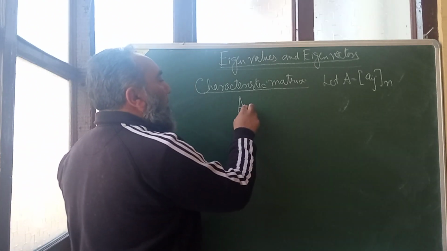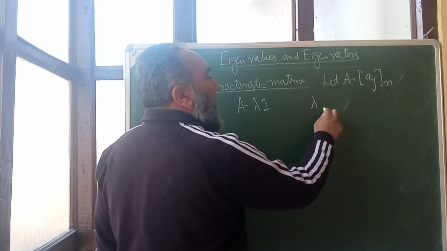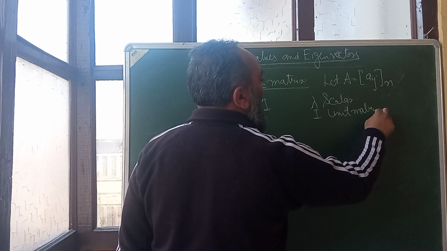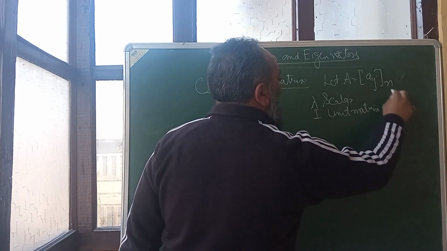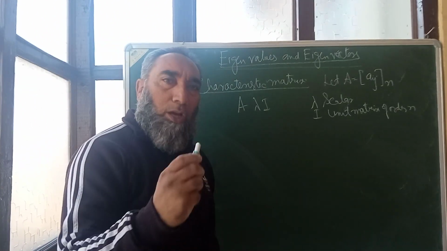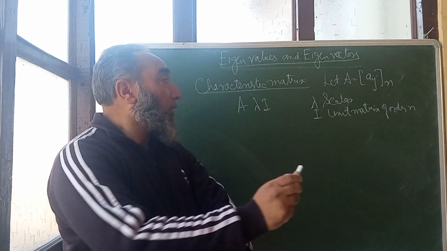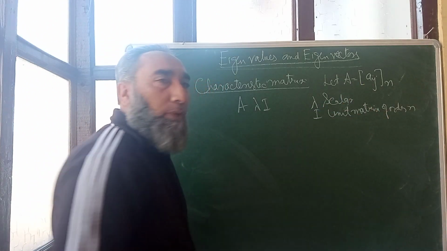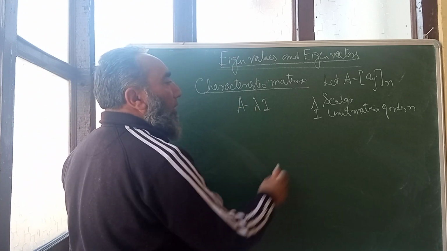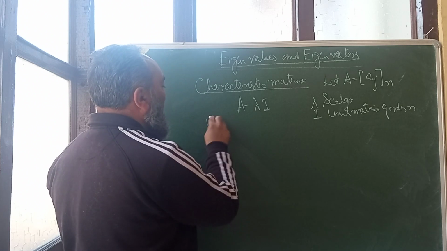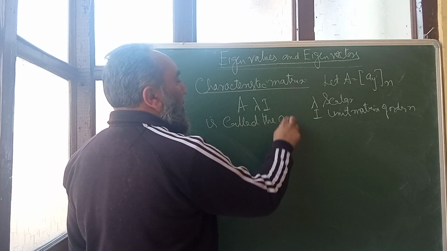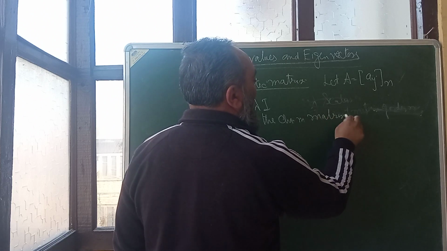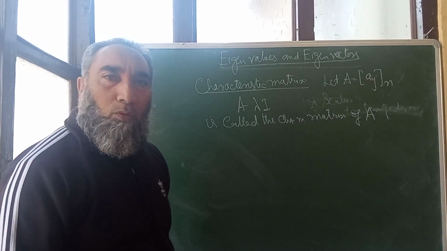Then A minus lambda I, where lambda is a scalar and I is a unit matrix of order n. Means that if A is a square matrix of order 3, I will be a square matrix of order 3. If A is a matrix of order 4, I also will be a matrix of order 4. So if A is a square matrix of order n, I also will be a square matrix of order n. Then A minus lambda I is called the characteristic matrix of A.